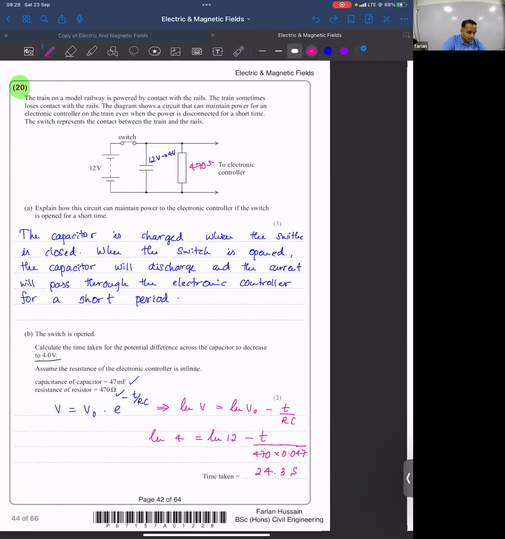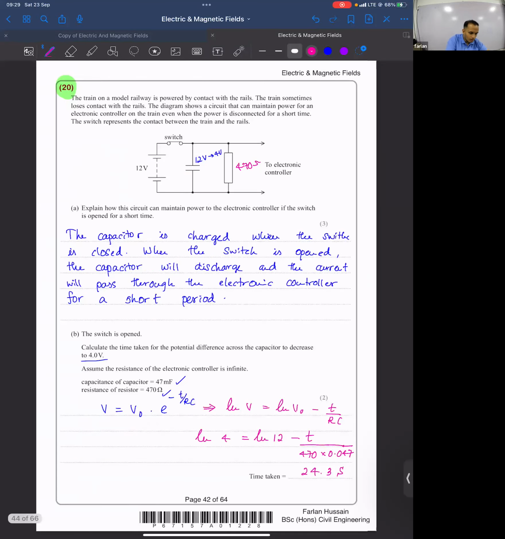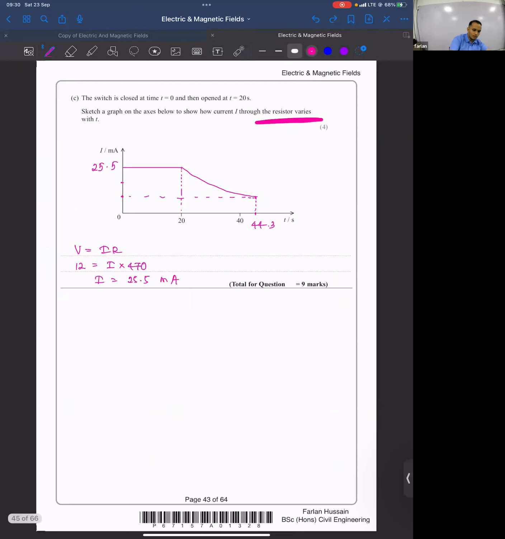The question is, sketch a graph on the axis below to show how the current through the resistor varies. So we are speaking about how the current through this resistor varies, not about the fixed resistor or the electronic controller. Understood? If you have any questions, please ask.